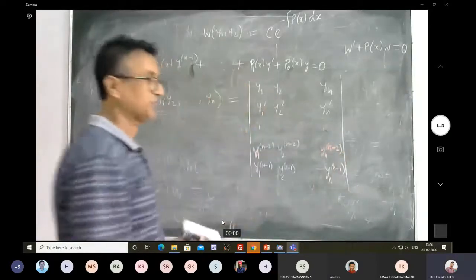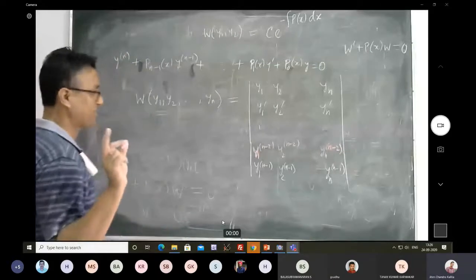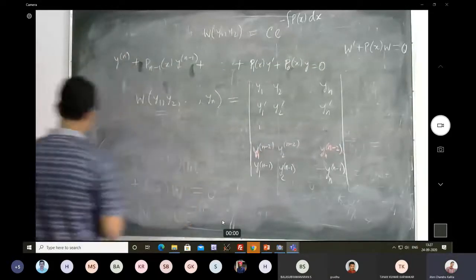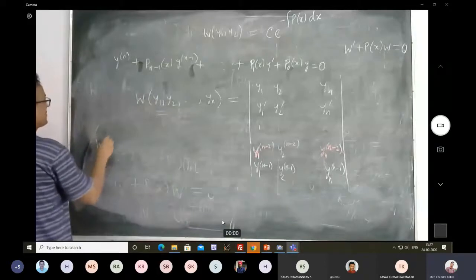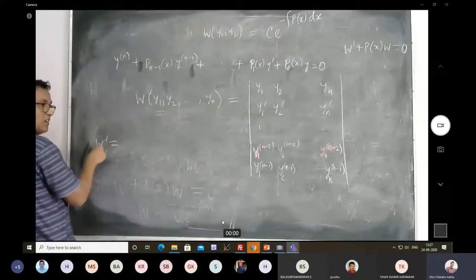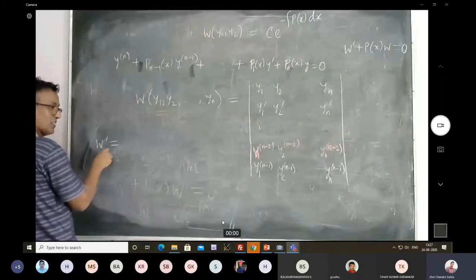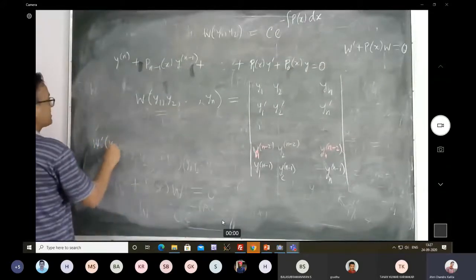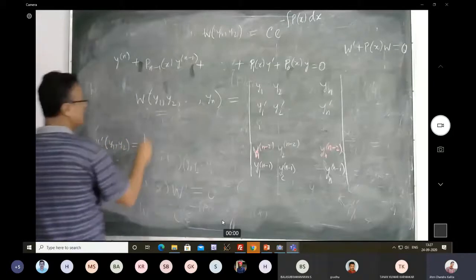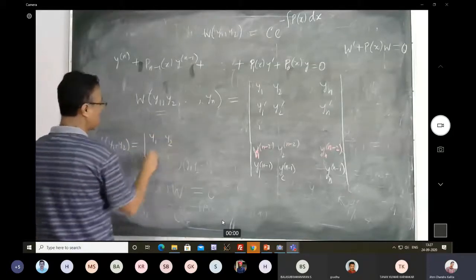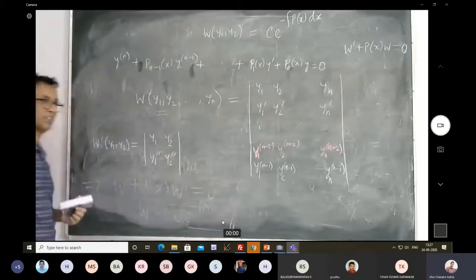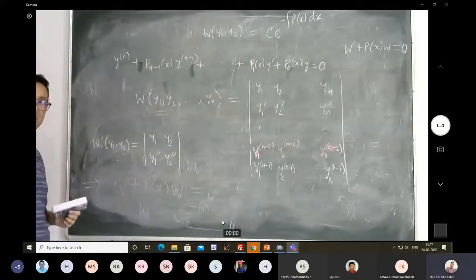Okay, fine. So far so good, right? If you recall, I found out the derivative of the Wronskian of two functions. It was simply the determinant with rows y1, y2, then y1 double prime, y2 double prime.